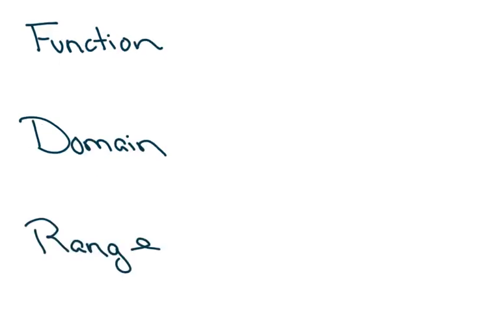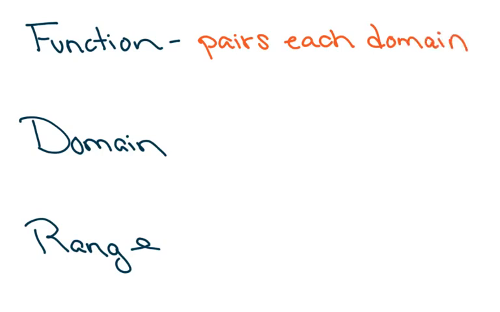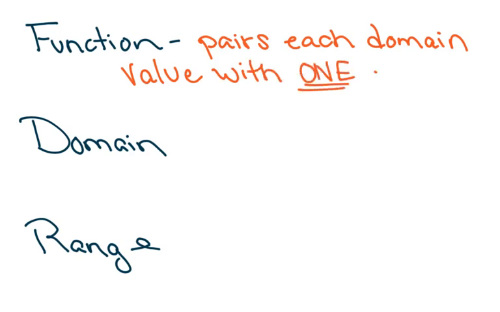So on our function vocab word, what we want to talk about with a function is it's a special type of relationship that, and let's write this on here, it pairs each domain value with one and only one range value.